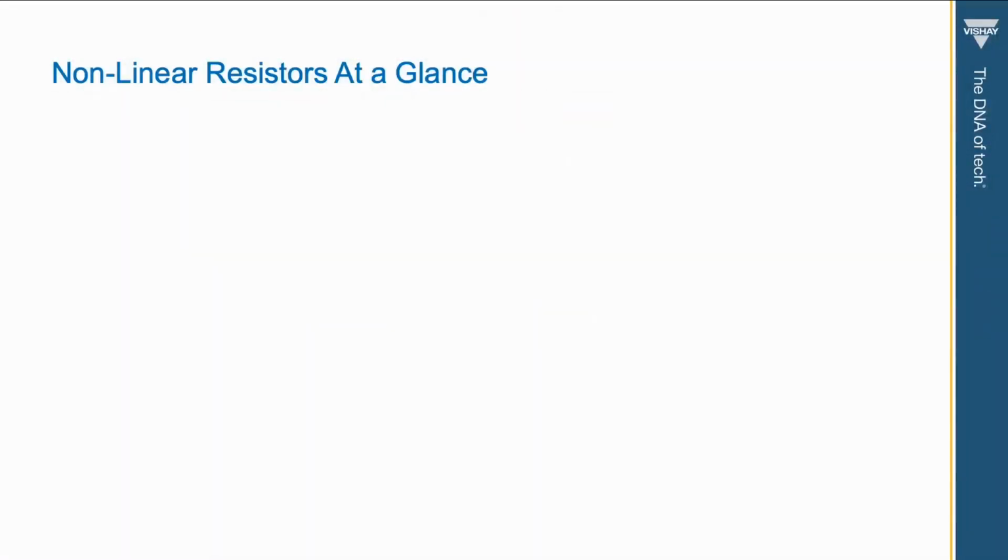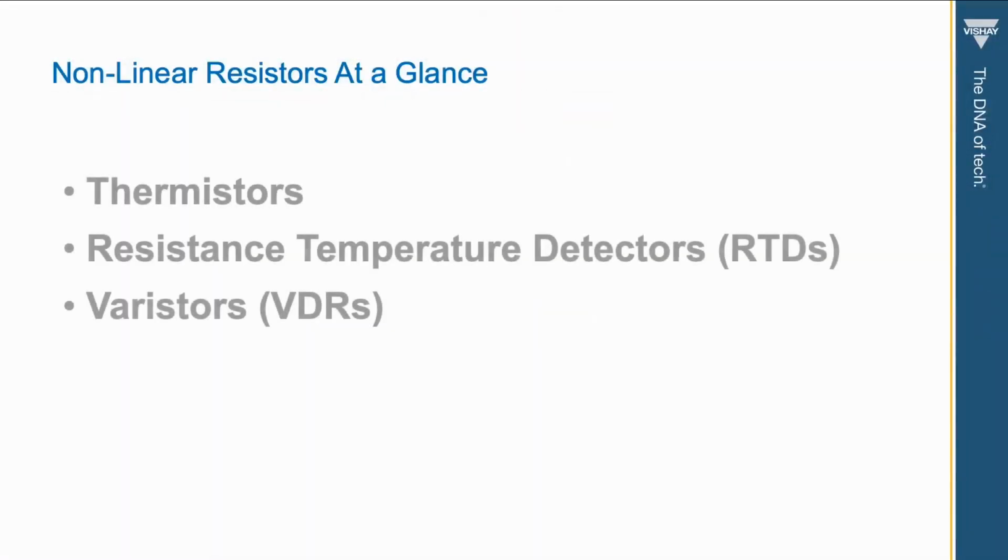Before we showcase our featured products, we must first define what product types fall under the classification of nonlinear resistors. Vishay's nonlinear resistors are passive components consisting of the following product classifications: thermistors, resistance temperature detectors, or RTDs, and varistors. The electronic symbol, component behavior, and typical use cases for each will now be outlined.